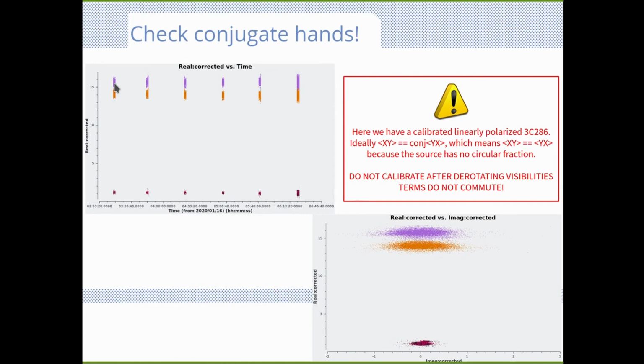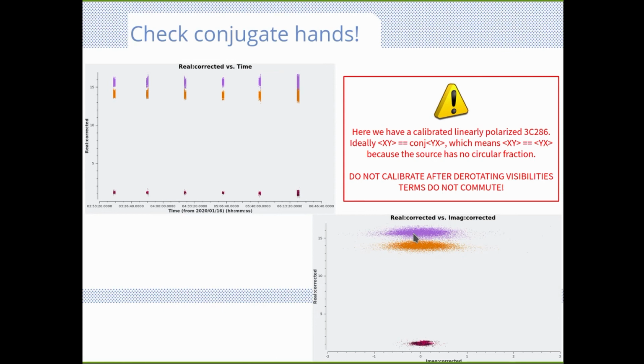Okay. I should note that once you've applied parallactic angle, you shouldn't calibrate any further on those corrected visibilities during self-cal. As I said, those matrices don't commute. So please don't make that mistake and try to calibrate further on post parallactic angle corrected data. You have to go back to the data that is in the feed frame, and then self-cal and reapply the parallactic angle correction and so forth and so on.